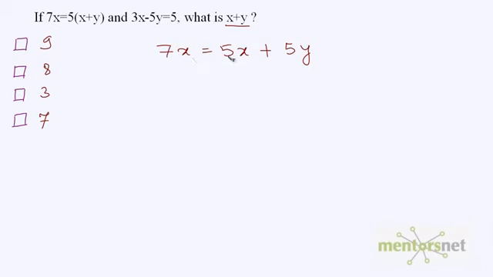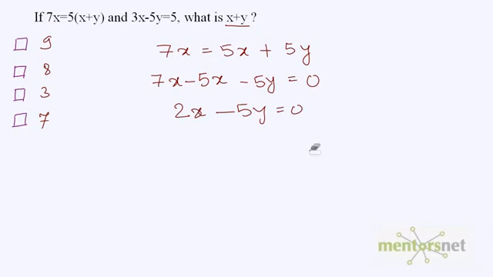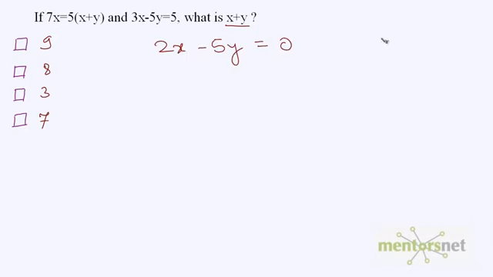Now you can move all the things to the left hand side of the equal to. 7x minus 5x minus 5y is equal to 0. 7x minus 5x is equal to 2x minus 5y is equal to 0. So our equation number 1 is 2x minus 5y is equal to 0. So let us rub all these things and write the final equation. And this is equation 1. The other equation is 3x minus 5y is equal to 5.